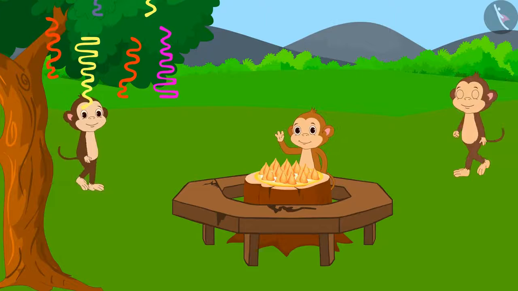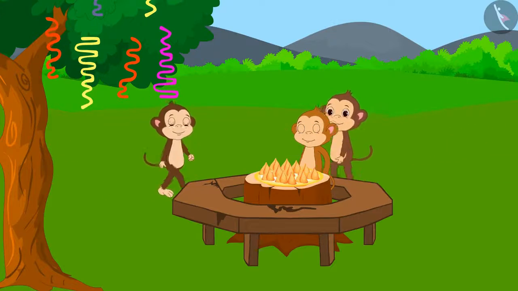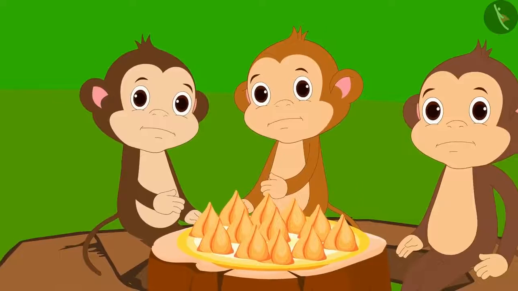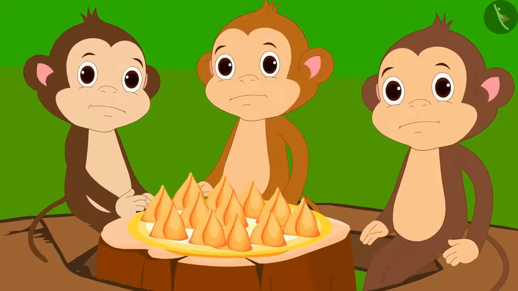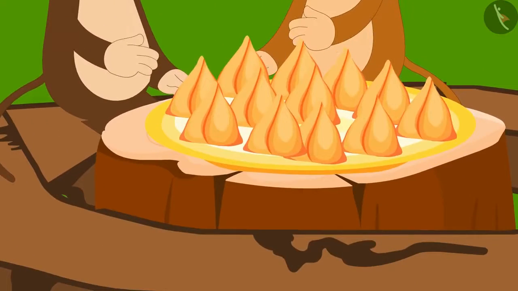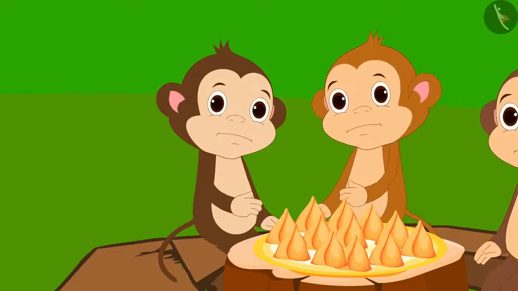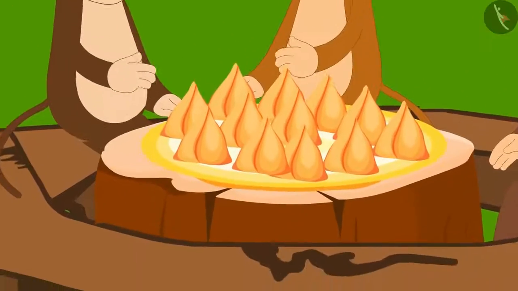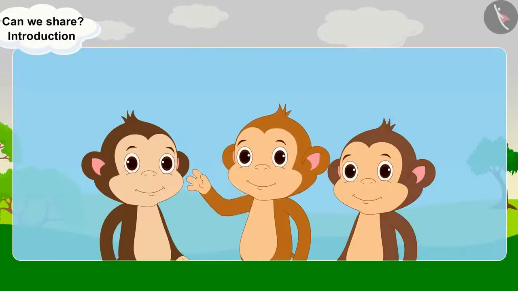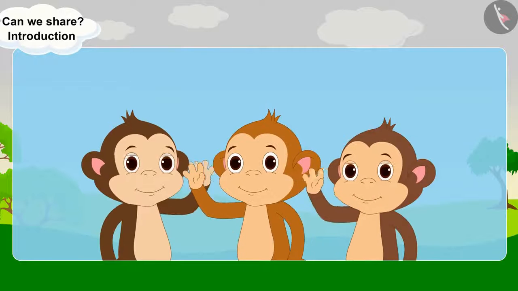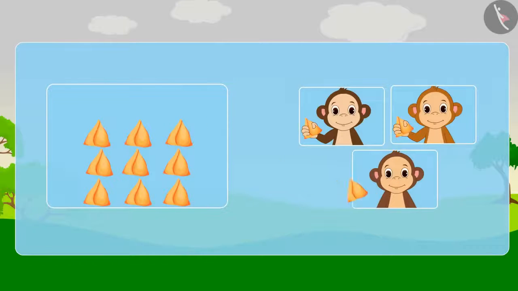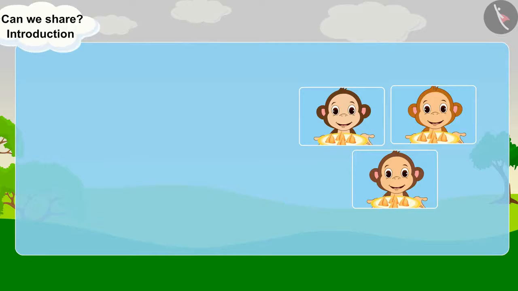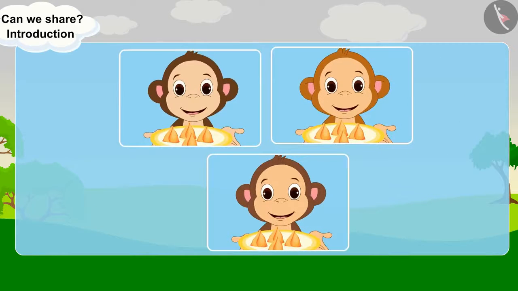Let us see what the monkeys are doing at the party. 3 monkeys started feeling hungry in the party. They saw 12 samosas on the table. Can you help divide 12 samosas equally among 3 monkeys? Let's do it together. Yes, every monkey will get 4 samosas here.